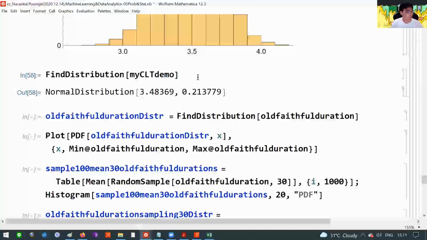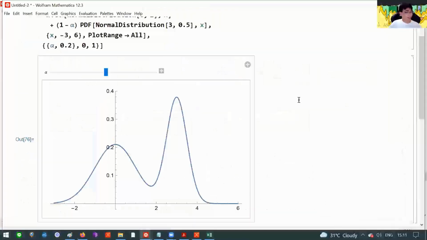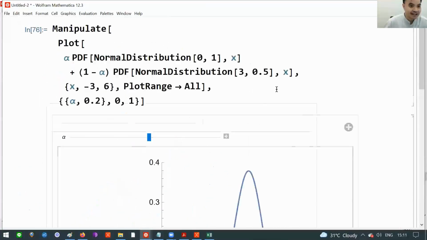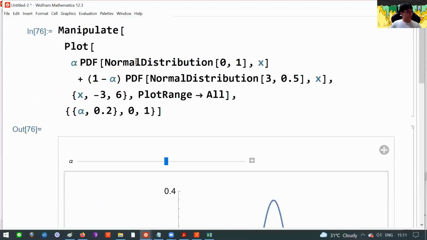Excuse me, can you please show us that again? This one. Like, just 1 second. 1 distribution, 2 distribution, alpha, 1 minus alpha. Thank you. Okay.